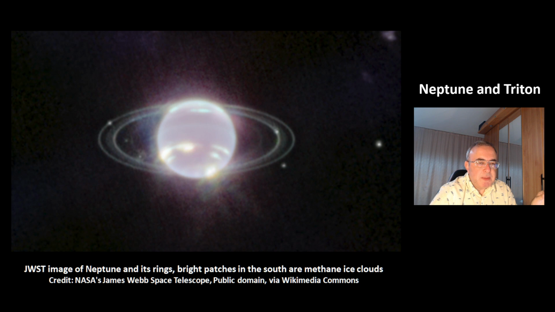Image of the James Webb Space Telescope of Neptune and its rings. There are bright patches in the south. These are the methane ice clouds.